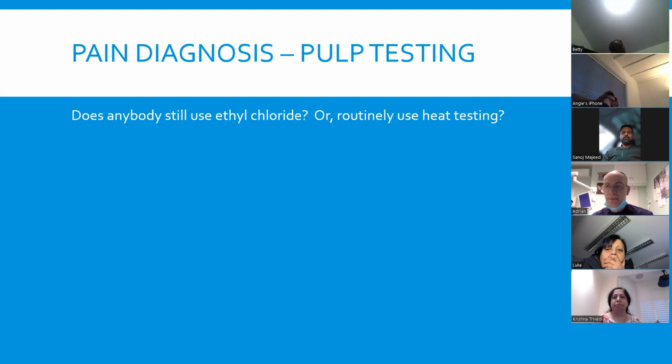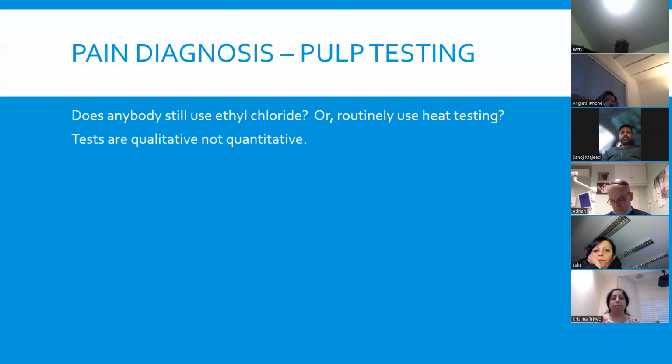Anyone routinely use heat testing? I would see it on these sort of lists of things you're meant to do, but I can't say I've almost never used it. But it's an option, I guess. These tests are qualitative, not quantitative. So it's not a case of, oh, this one's more sensitive or less sensitive, or if you've got an electric pulp test, exactly what the number is. It's a yes or no.